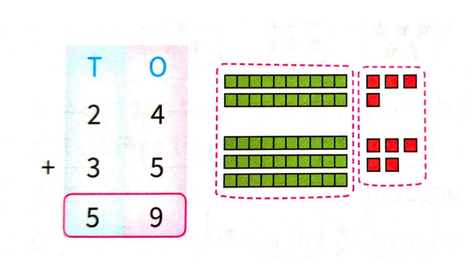Step 1. Add the numbers in the ones place. 4 ones plus 5 ones equals 9 ones. Write 9 in the ones column. Step 2. Add the tens. 2 tens plus 3 tens equals 5 tens. Write 5 in the tens column. You have 5 tens and 9 ones, which means 24 plus 35 equals 59.